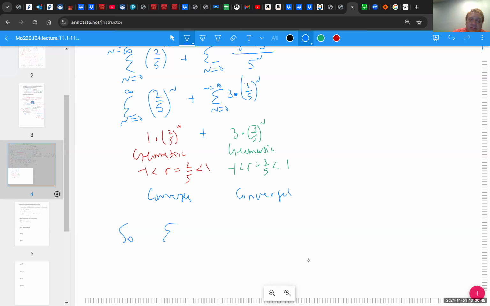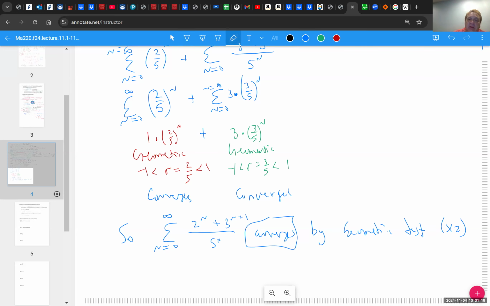So the original series, 2 to the n plus 3 to the n plus 1 over 5 to the n, converges by the geometric test. And I'll say times 2 because we used it twice, right? We did the geometric test twice to find out that each of those parts added up. So the whole thing adds up to a finite value, and therefore it converges. That word right there, which is very hard to read, even by myself who wrote it, is supposed to say converges.